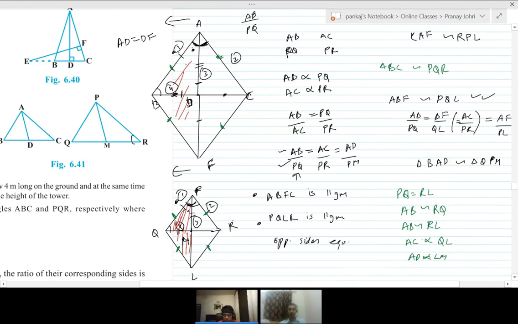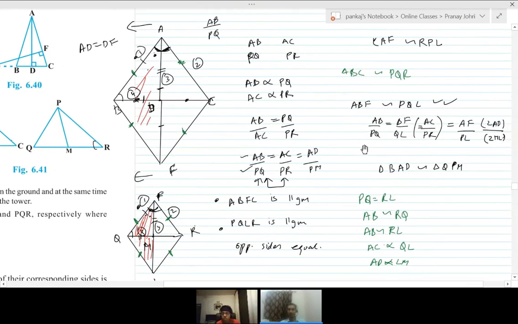So first we did a construction, second we proved it is a parallelogram, and from this we got opposite sides equal. Now using these equal opposite sides, we manipulated the second ratio for proving the left side, that is ABF similar to PQL.